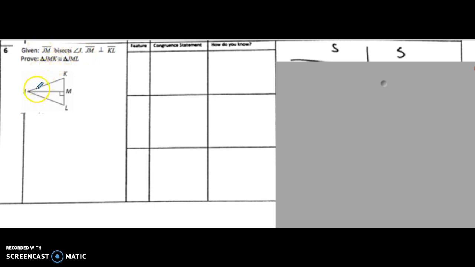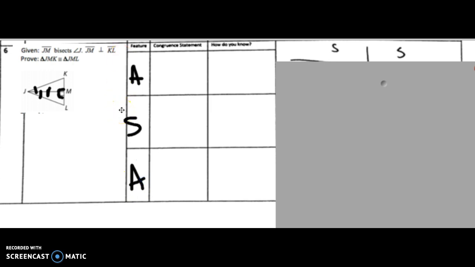So JM bisects angle J. So angle J is getting cut in half. So I know this angle is congruent to that angle. JM is perpendicular to KL, so I know that this is a right angle and that's a right angle, and that's going to give me congruent angles. And I also know that I have a shared side, so JM is congruent to itself, so that is going to overlap. So my plan here is going to be to use angle, side, angle.